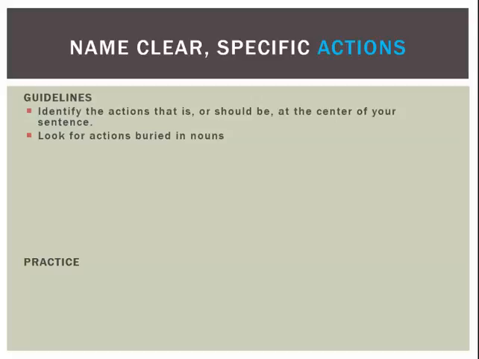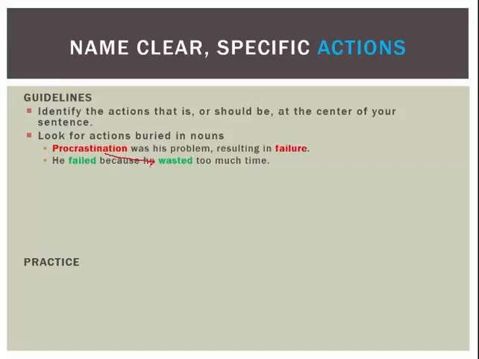Where do we look for actions? They might be buried in nouns. In the chapter you read in Style, those are called nominalizations. So in this sentence, two nominalizations are procrastination and failure. Buried in those nouns are nice actions, nice potential verbs. So you could revise it to be a great sentence like, he failed because he wasted too much time. So we extract the nice, clear, specific action there and here, and we end up reversing them.